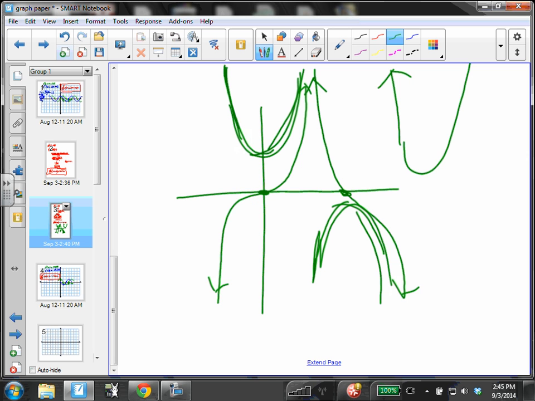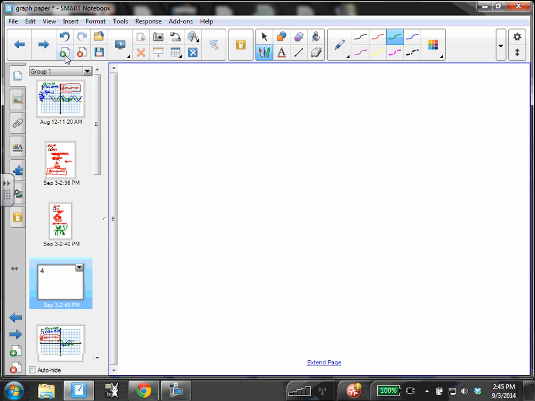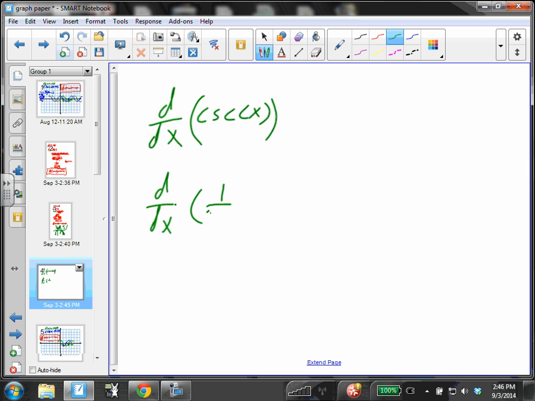All right, so let's do the other two trig functions really quick. So we've done sine, cosine, tangent, and then we've done secant. What else do we have? Cosecant. So let's do the derivative of cosecant. To pull this one off, the first thing I'm going to do is change cosecant into what? 1 over sine x.